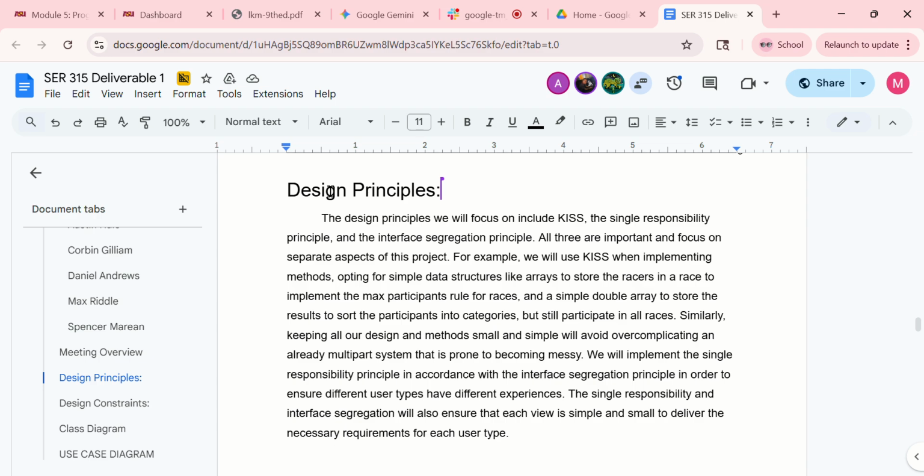Going into our design principles, we really wanted to focus on the KISS principle of keeping everything simple and kind of stupid to not create unnecessary complexity, as well as the single responsibility principle to ensure that our classes only have one reason to change, so that way they're manageable and they're kind of clear. And then the interface segregation principle as well, to have users not interact with interfaces they don't need to, and keep everything streamlined and role specific.